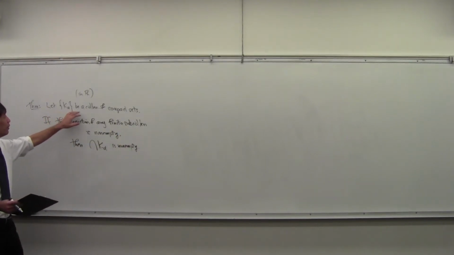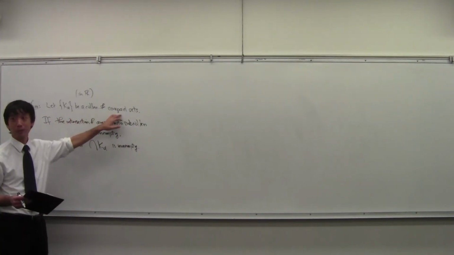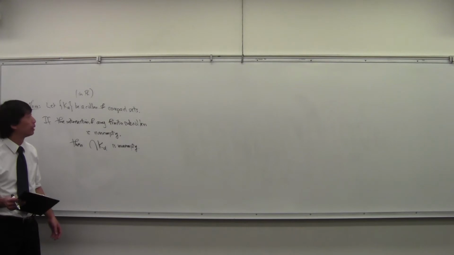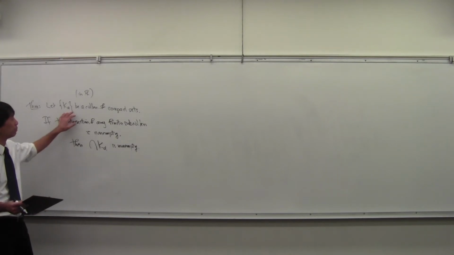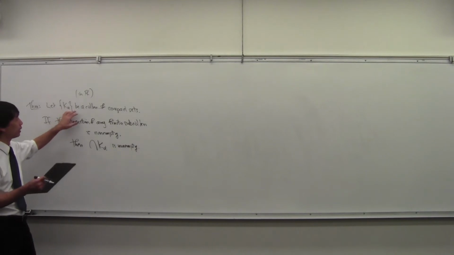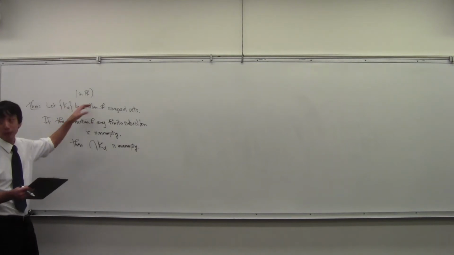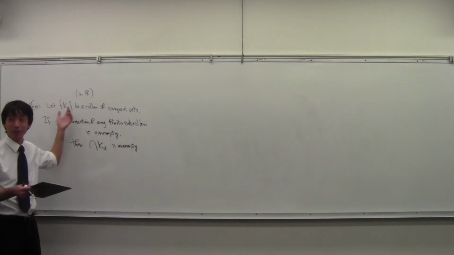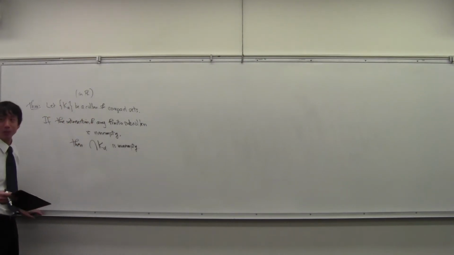Let K sub alpha be a collection of compact sets. Is it an infinite collection or a finite collection? It's an infinite collection. Any collection, I mean it could be finite or infinite, it doesn't matter. But the meat of it is if it's infinite. If it's finite, then there's nothing to be done.